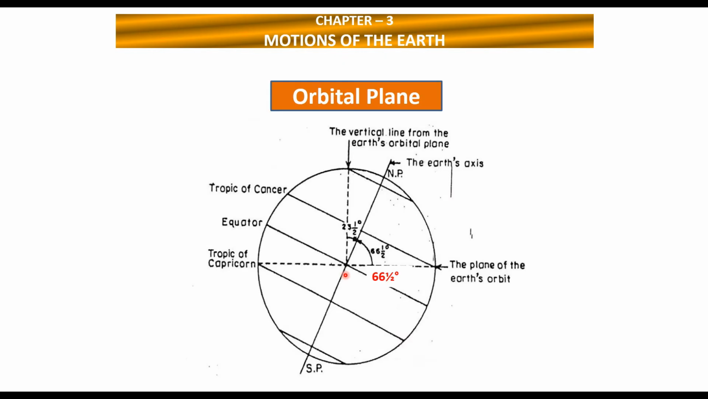The plane formed by the orbit is known as the orbital plane. That means the plane formed by the orbit and the center of the earth. The axis of earth makes an angle of 66.5 degrees with this orbital plane. This angle is 66.5 degrees.